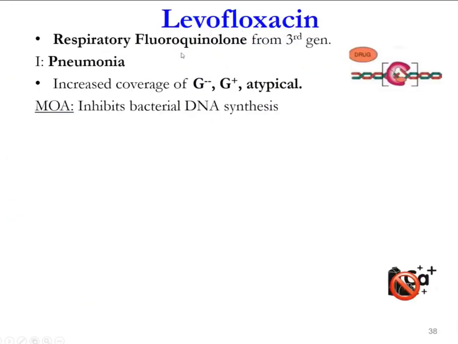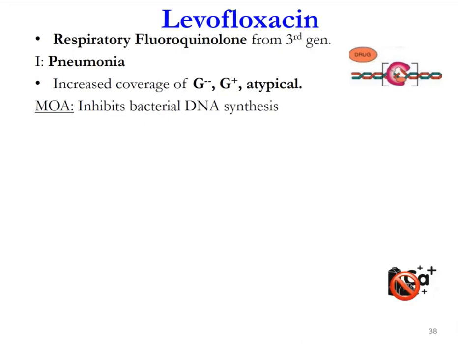Okay, let's look at it. Levofloxacin is one of the respiratory fluoroquinolones, third generation. Pneumonia is the indication. It has increased coverage: gram-positive, atypical, gram-negative, and Pseudomonas coverage. I forgot to write it here. Not a strong one. If a patient is hospitalized and really sick, you can add this drug, but it's not a primary monotherapy. Does that make sense? Keep in mind that it has Pseudomonas coverage. Mechanism of action.